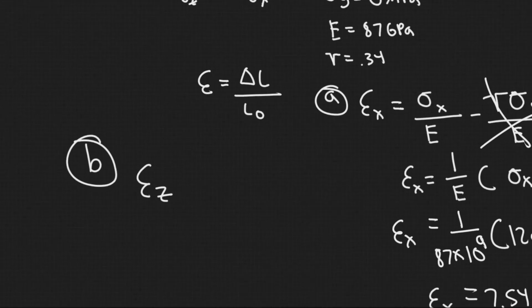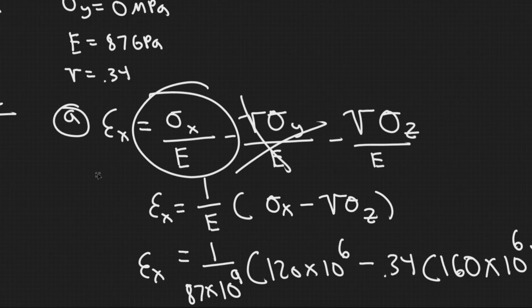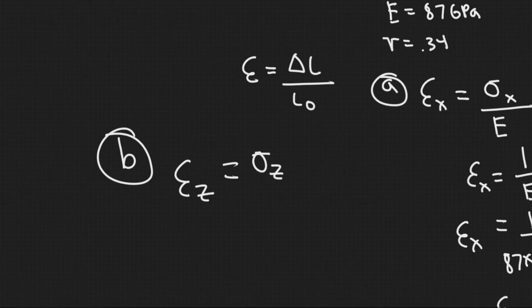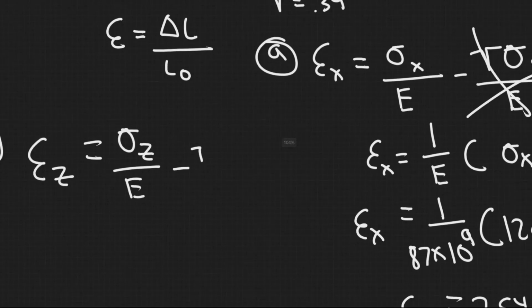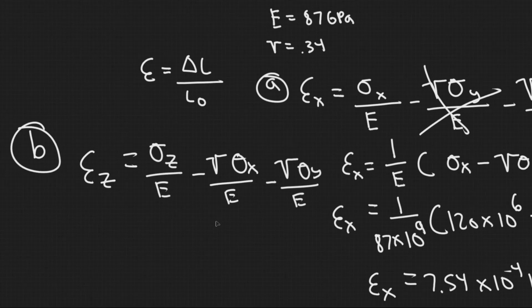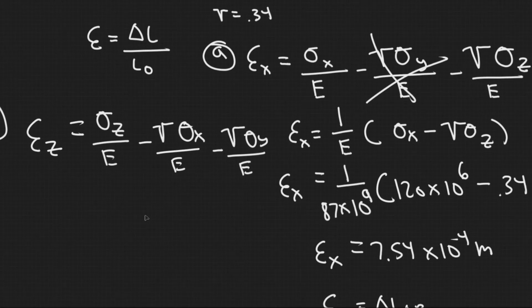So the quick trick to these is just to notice that these variables are going to stay the same, right? So notice this one right here, I'm going to write sigma z over e, since the one I'm choosing to do at the side is that one, right? And then we just minus and then just do the other two. So we have nu sigma x over e minus nu sigma y over e. So all we're doing is changing which one's in this spot right here. So cool. Notice once again, sigma y is 0, so this goes away.